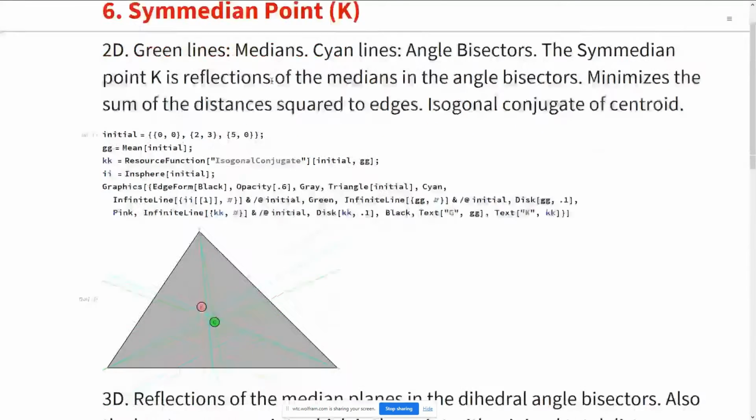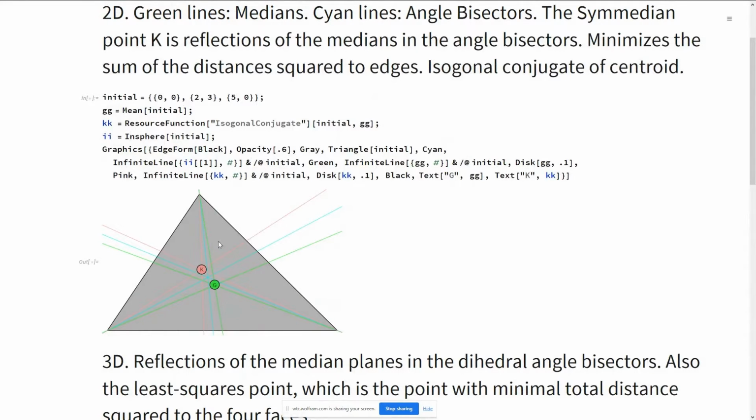The Submedian point uses, in green we have the medians, in cyan we have the angle bisectors. If you do a mirroring operation around the angle bisectors, they intersect at this point K, which is called the Submedian point. This is also how the isogonal conjugate is set up. So the Submedian is the isogonal conjugate of the centroid, this point K here.